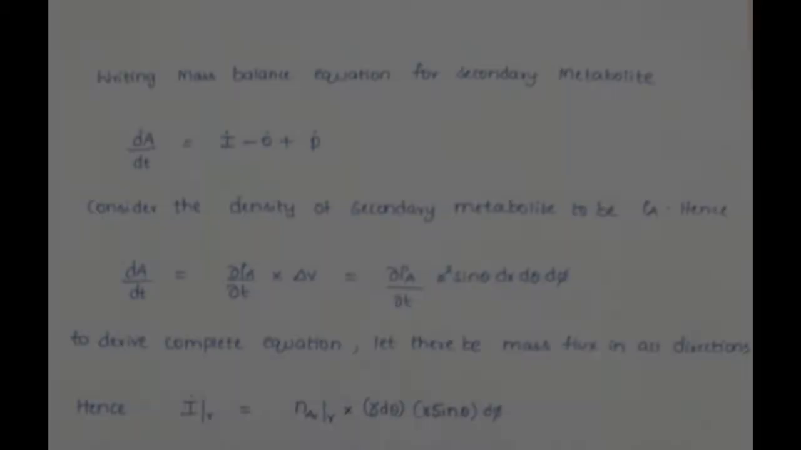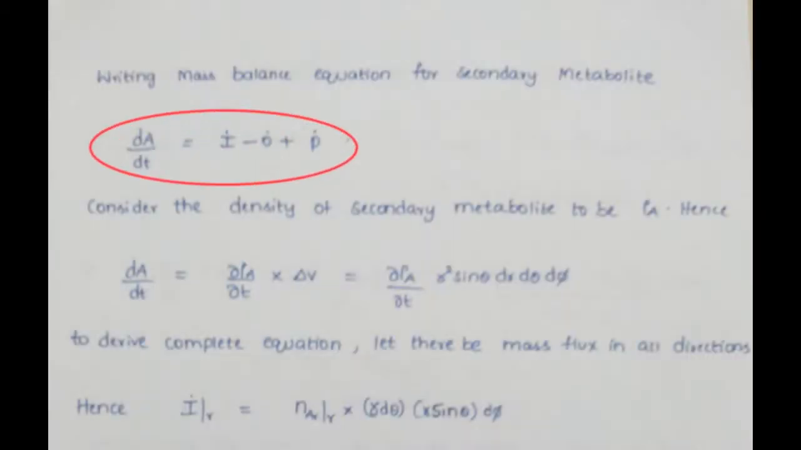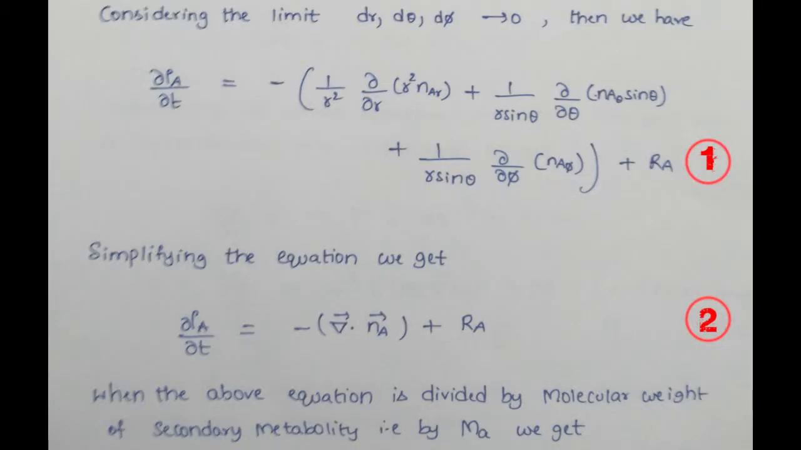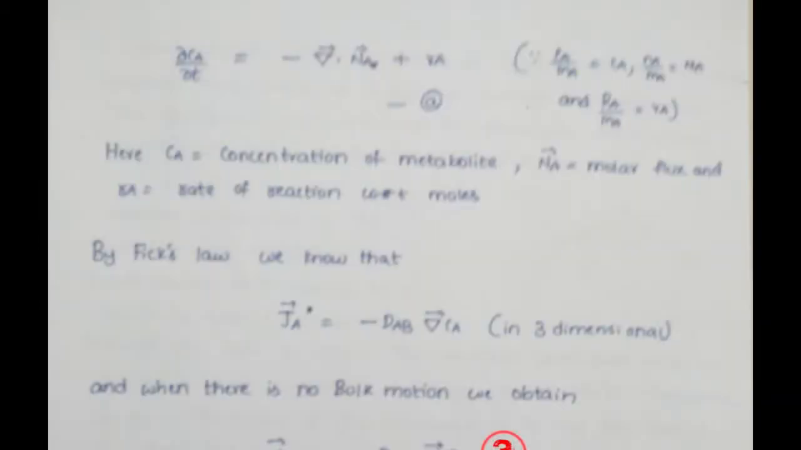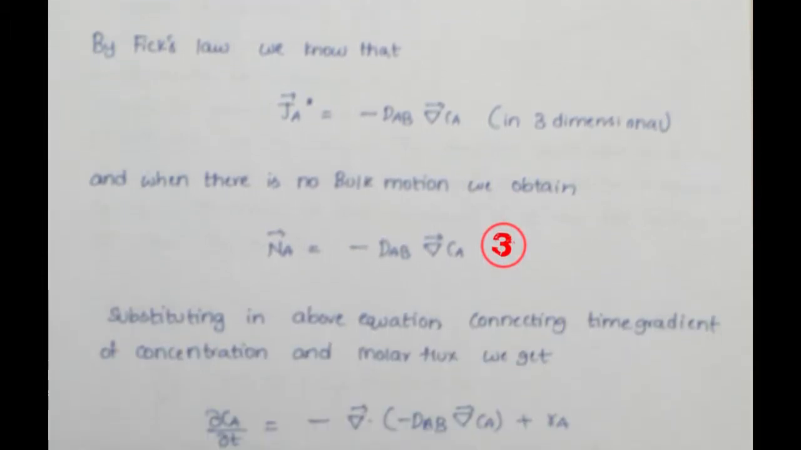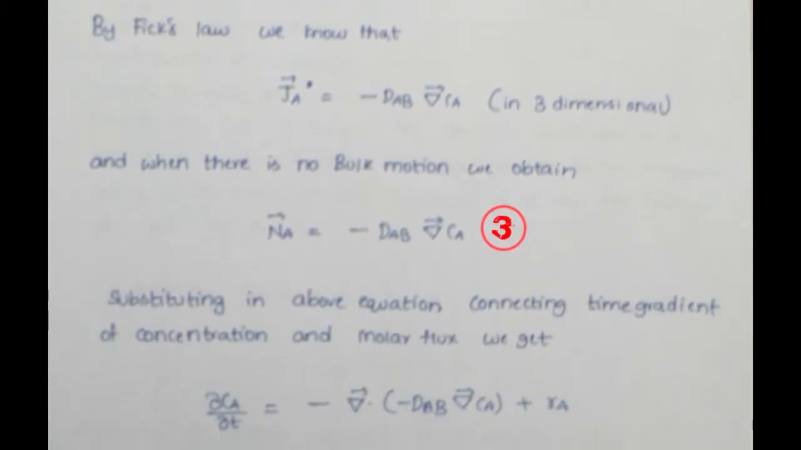As our aim is to mathematically analyze this situation of solvent extraction, we will start with the general mass balance equation. Plugging in the relevant terms in spherical coordinates, we are left with equation 1. A simplified form of equation 1 is given in equation 2. Dividing throughout by the molecular weight of the secondary metabolite, we will end up with equation A. Using Fick's law for the correlation and assuming no bulk motion, we end up with equation 3.